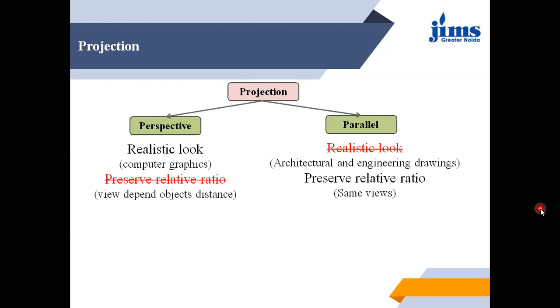In parallel projection, the relative ratio of the image is preserved. Meaning when we take the image of an object on a 2D plane, the size of that image will be equal to the size of the object. It means that the relative ratio of object as well as image is preserved, meaning constant. But in the case of perspective projection, it is not so, meaning the same size of object and image is not kept.